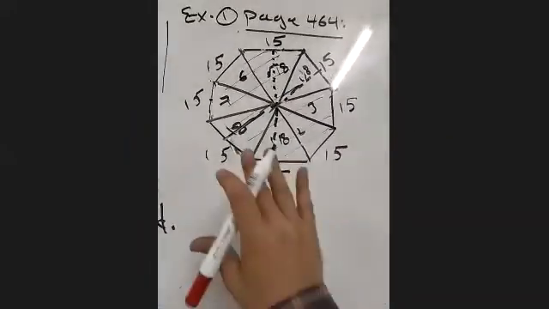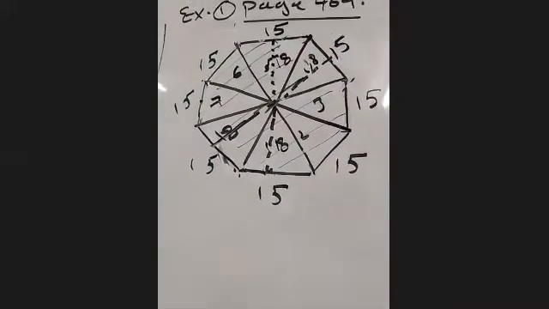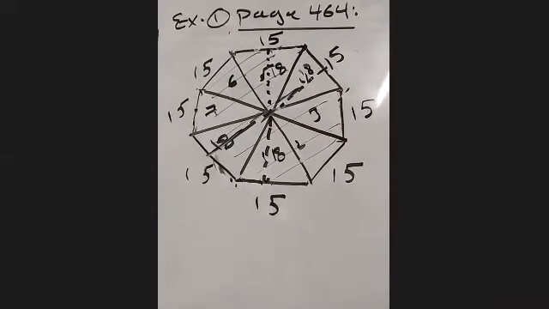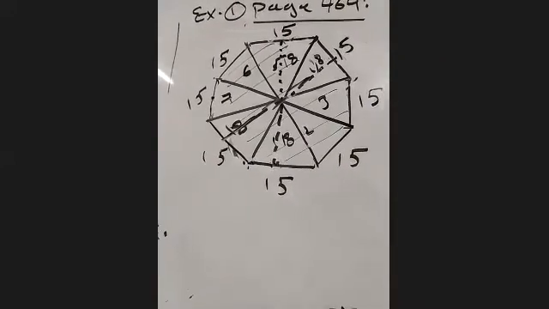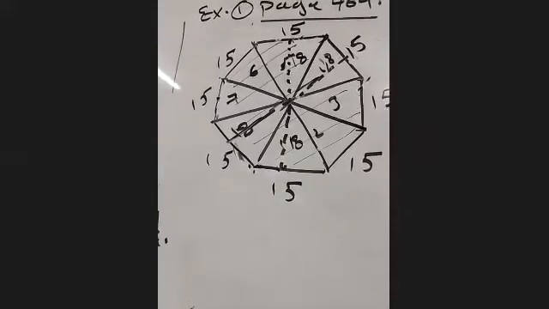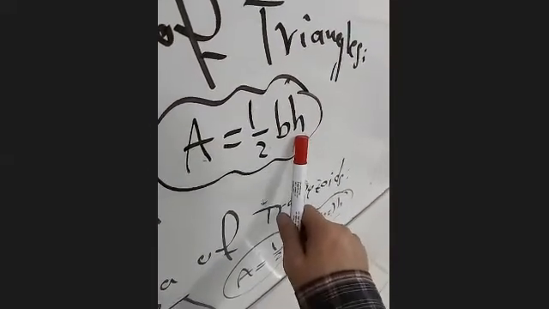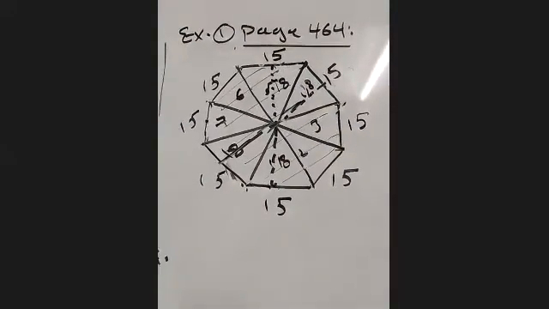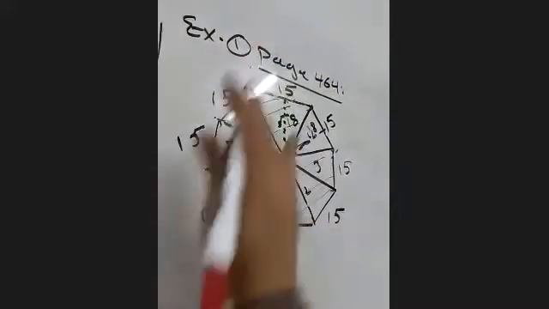Okay. How many triangles we have? 8 triangles. Do we know the area of the triangle? No, we don't know the area of the triangle. But do we know the formula of the area of the triangle? Yes. This is the formula. What we need to find it, we need base and what? Height. So here I have the base and the height for each triangle, right? So I will find now the whole area.